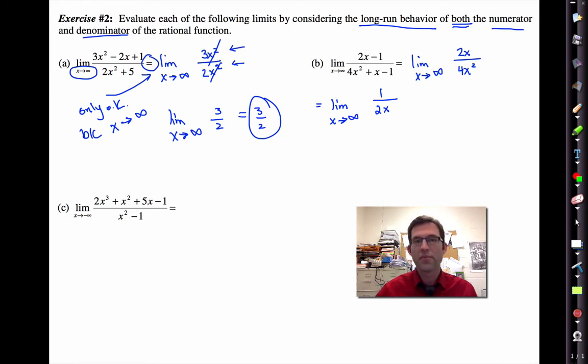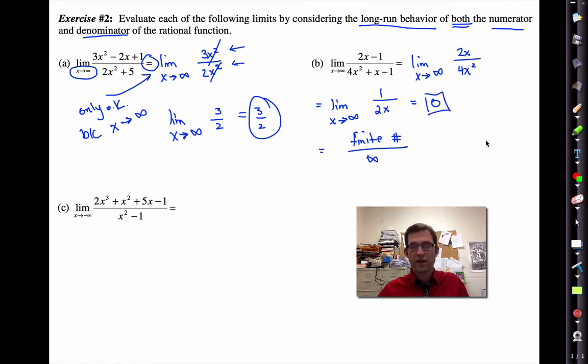Now, think about this for a minute, right? Ultimately speaking, what happens is the numerator is a finite number, and the denominator is headed towards infinity. That means this overall limit has to head to 0, right? If I take a finite number and I divide it by infinity, it's got to head towards 0. All right, why don't you try letter C?